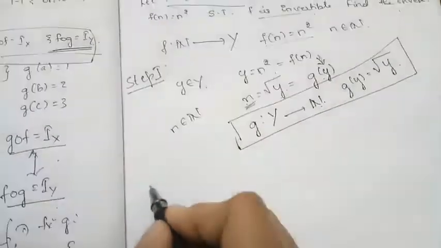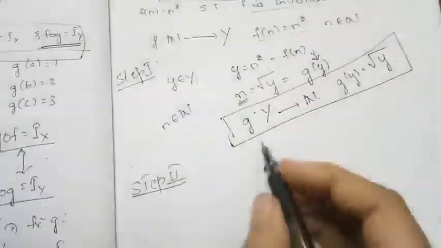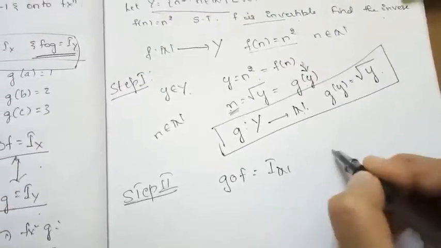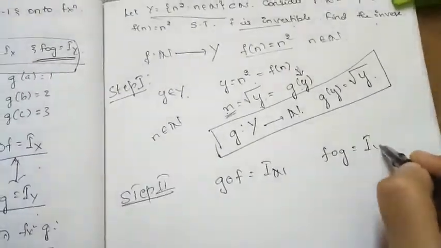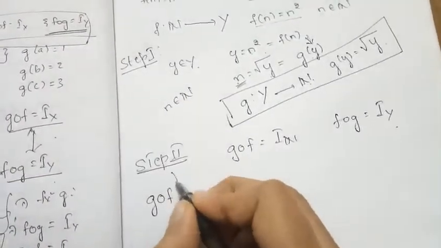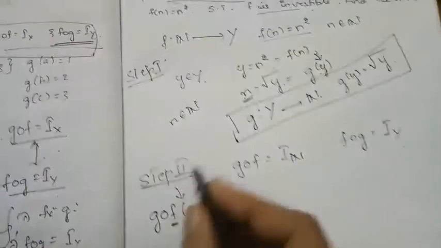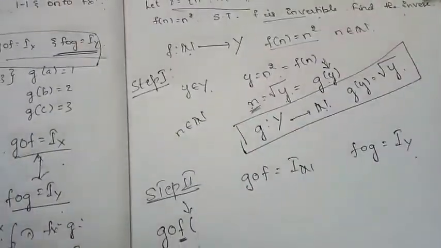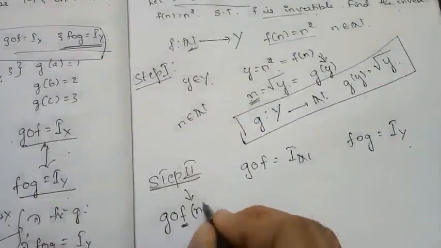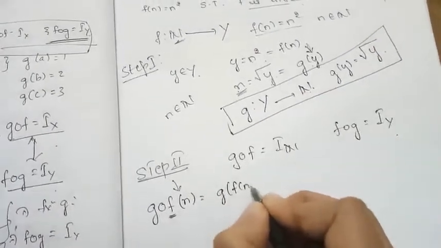After defining this function, what do we need in step 2? In step 2 we need to check two things: gof is equal to In and fog is equal to Iy. Let us go one by one. For gof, we input the values from the domain of the function f. The domain of f is the set of natural numbers, so the elements belonging to it are small n. So we take g of f of n.